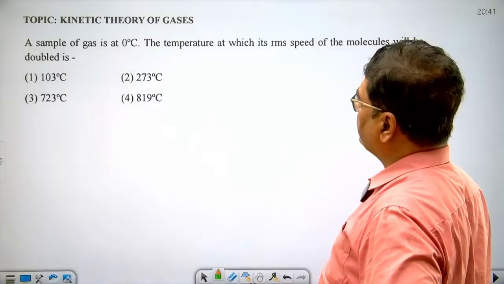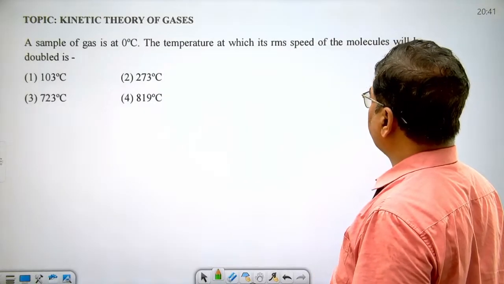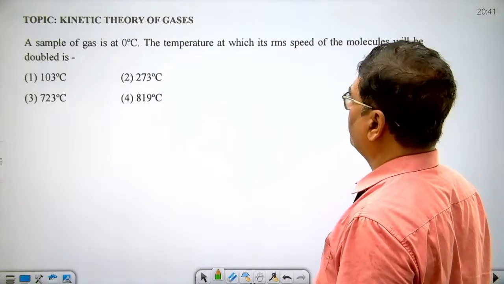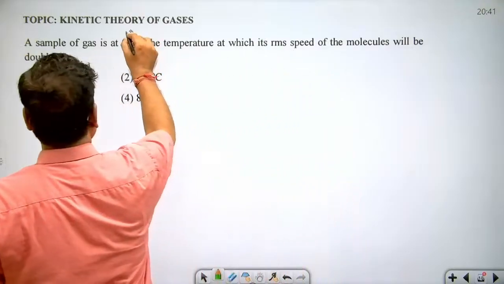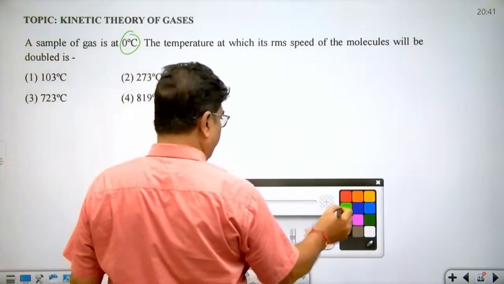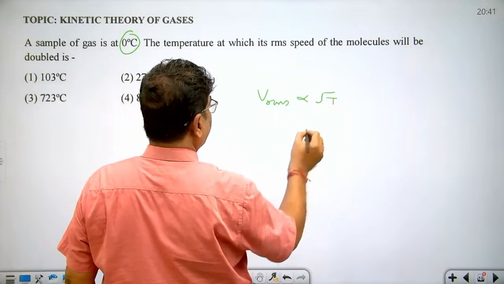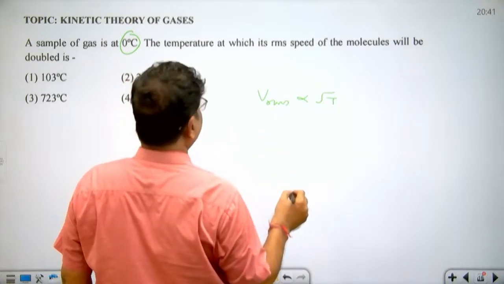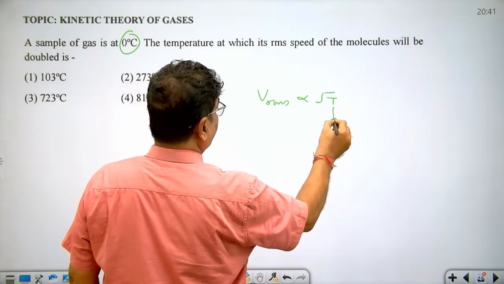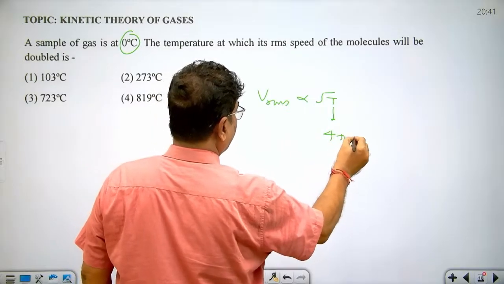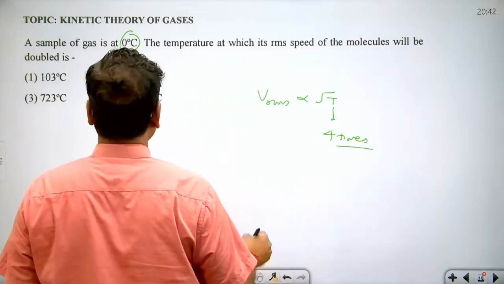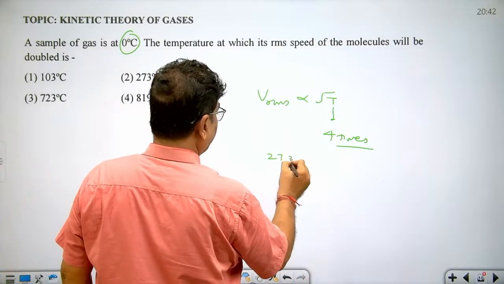A sample of gas is at 0 degree centigrade. At what temperature will the RMS speed of the molecules be doubled? 0 degree centigrade is equal to 273 Kelvin. Dear student, RMS speed is proportional to under root T. For increasing the RMS speed to double, the temperature should become 4 times. 4 times means 273 Kelvin into 4.